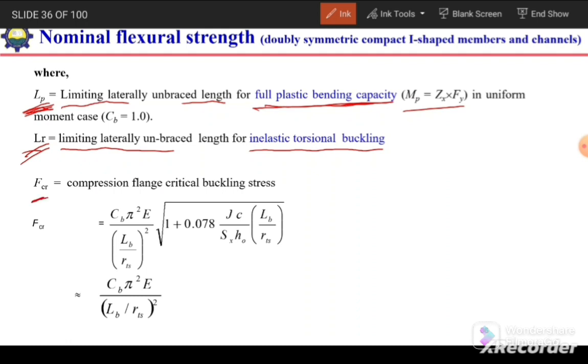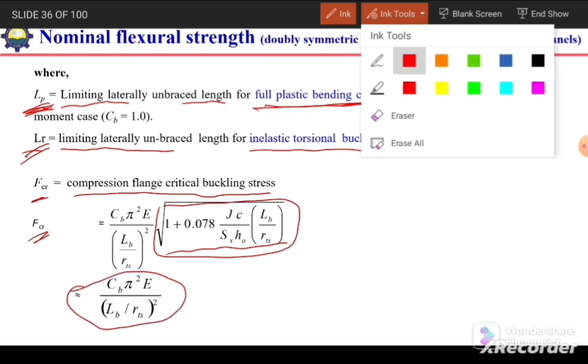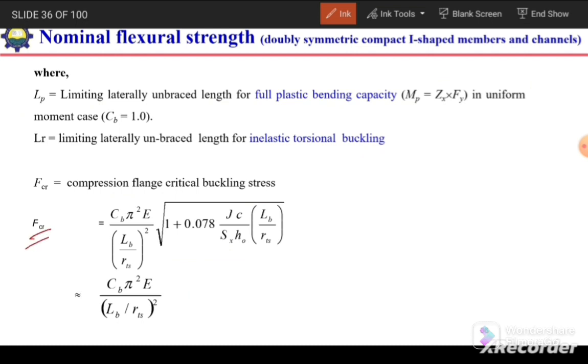Fcr is the compression flange critical buckling stress. Fcr is equal to Cb times pi squared E over (Lb over rts) whole squared, multiplied by this factor. This can be approximated: we can ignore this factor and we will get the approximate value of Fcr. Here, in this calculation of Fcr, the critical buckling stress, we have Cb, which is the lateral torsional buckling modification factor that will be defined in a coming video. Lb is the unbraced length, and rts is the radius of gyration of the compression flange.